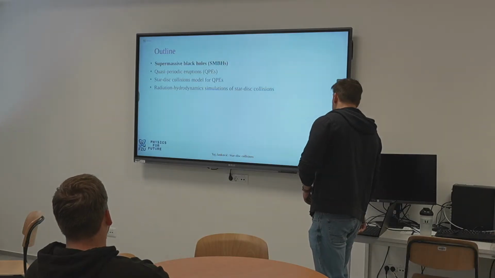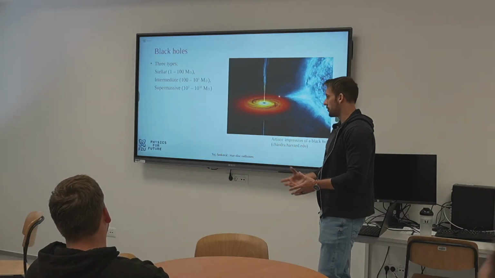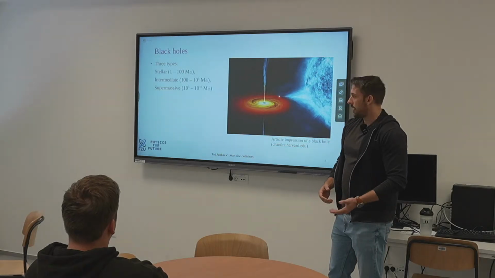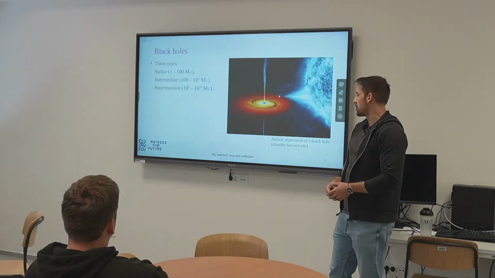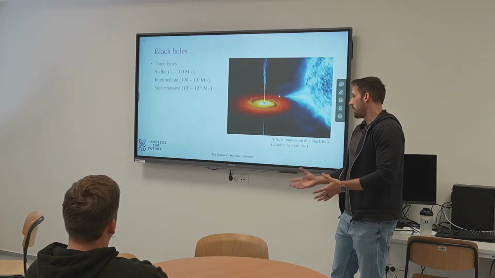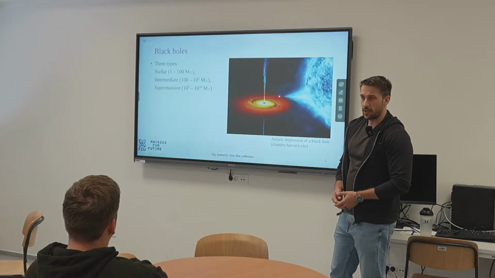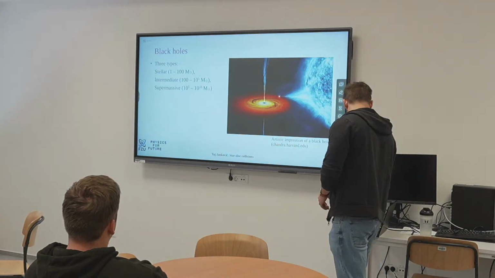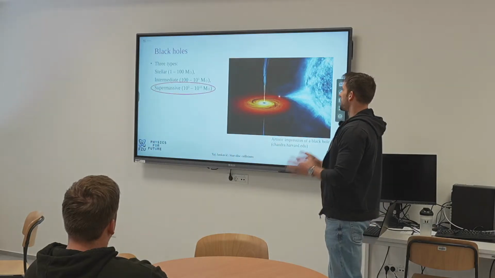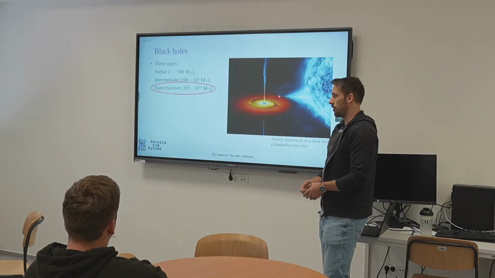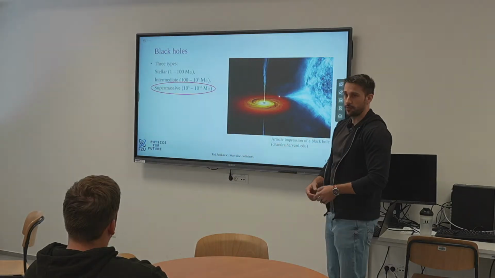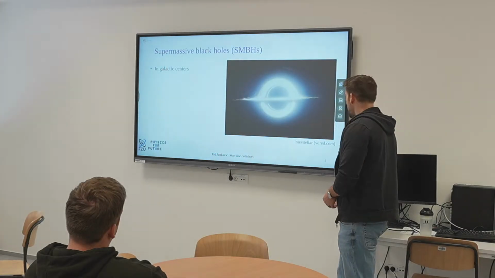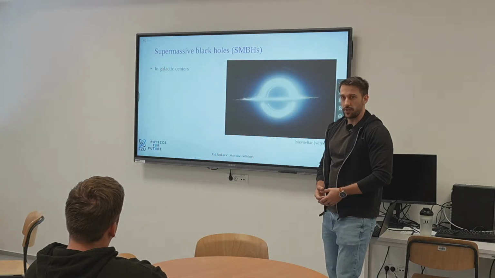Now, black holes are astronomical objects characterized by a very strong gravitational field and an event horizon, so a region from which not even light can escape. We can roughly divide them into three main categories depending on their masses: stellar, intermediate, or supermassive. But for my research, I'm focusing on supermassive black holes, so black holes with masses exceeding 10 to the 5 solar masses.